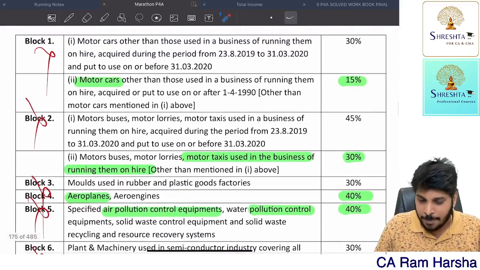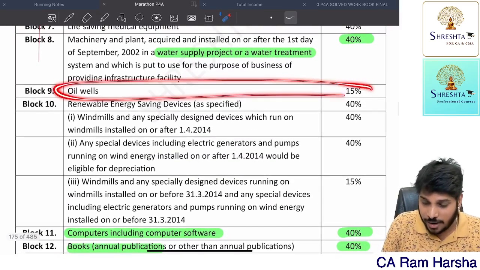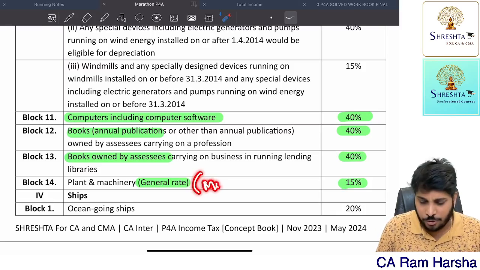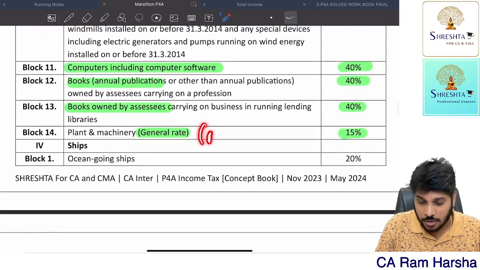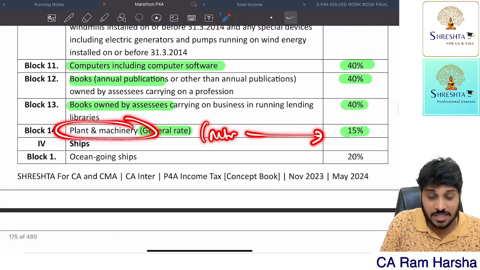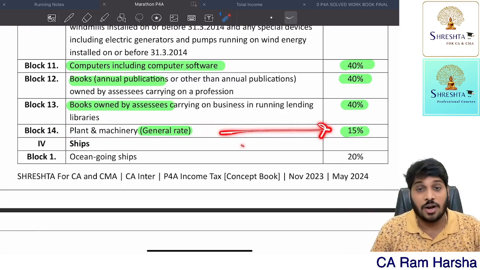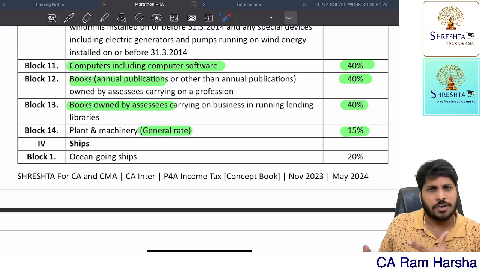Now, you see, all cars, motor cars, oil wells, and any other plant and machinery. For example, a mobile phone is not covered in the above list. So mobile phone comes under general, within the plant and machinery, the remaining or residuary plant and machinery, which we call 15. So mobile phones, motor car. Which car? A car used for official purposes.